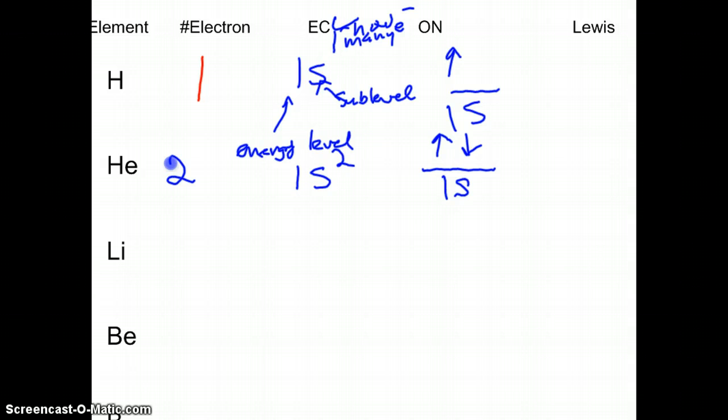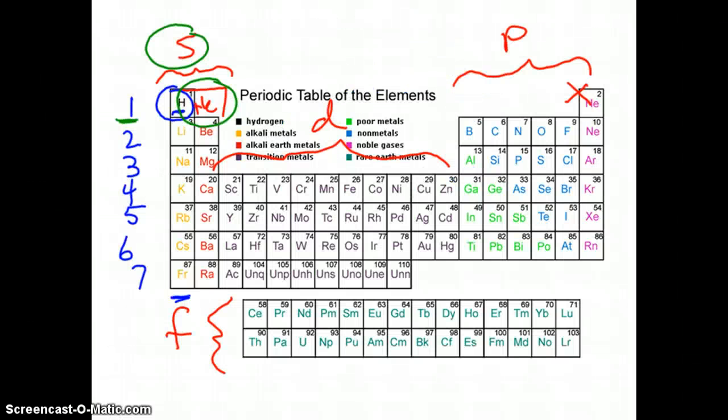Now let's look at lithium. Well, where's lithium on the periodic table? Lithium's right here, and something's changed here. It's no longer in the first shell. It's in the second shell.